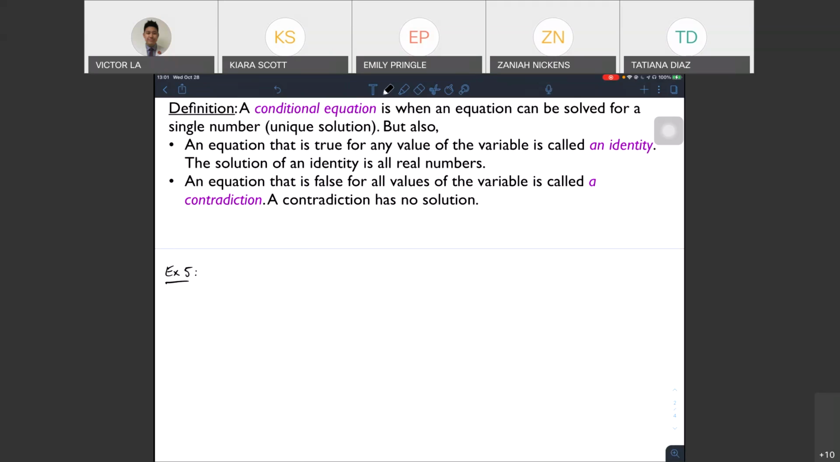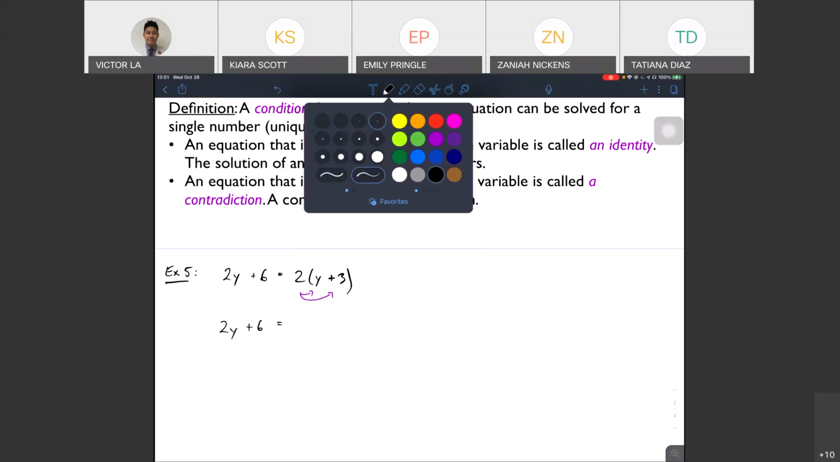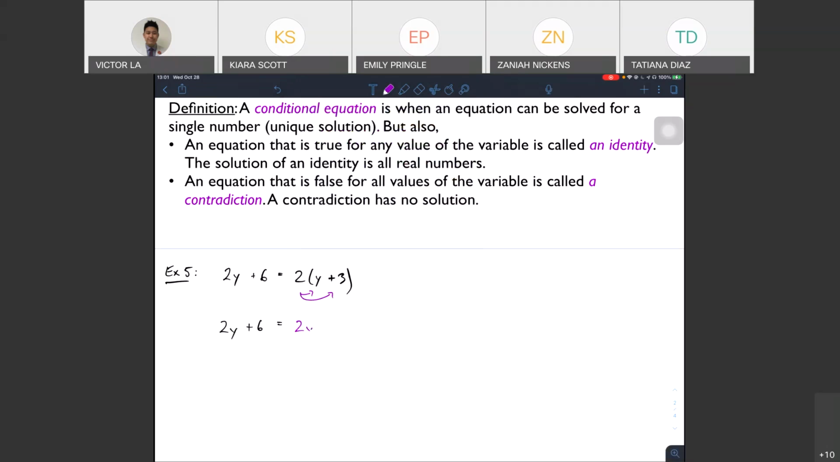So they give you this equation: 2(y + 3) = 2(y + 3). All right? So what do we do? The normal thing. Distribute. And you're left with 2y plus 6 equals, I'll write this in purple, 2y plus 6.